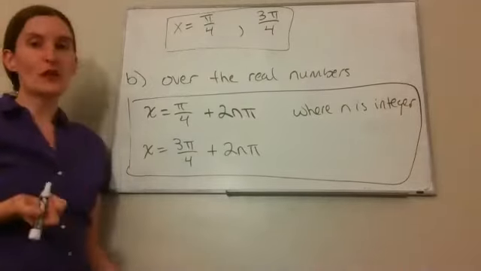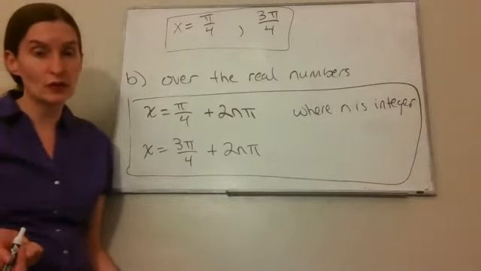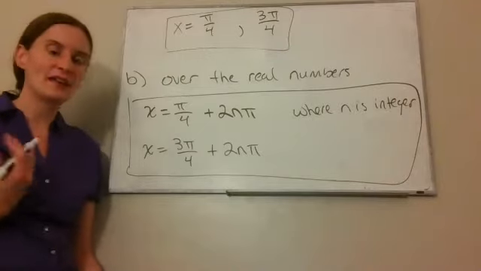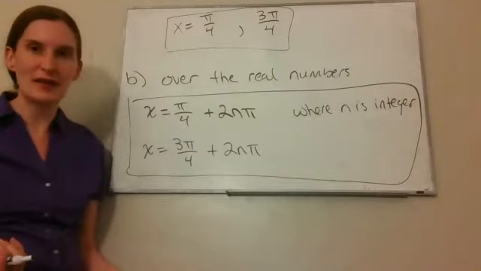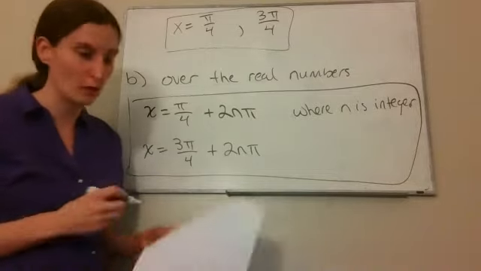So when you're solving over all of the reals, you're really just doing the same work you did on the interval 0 to 2 pi. And you just have to add certain multiples of pi depending on when you hit those same values going around the circle more than one time.